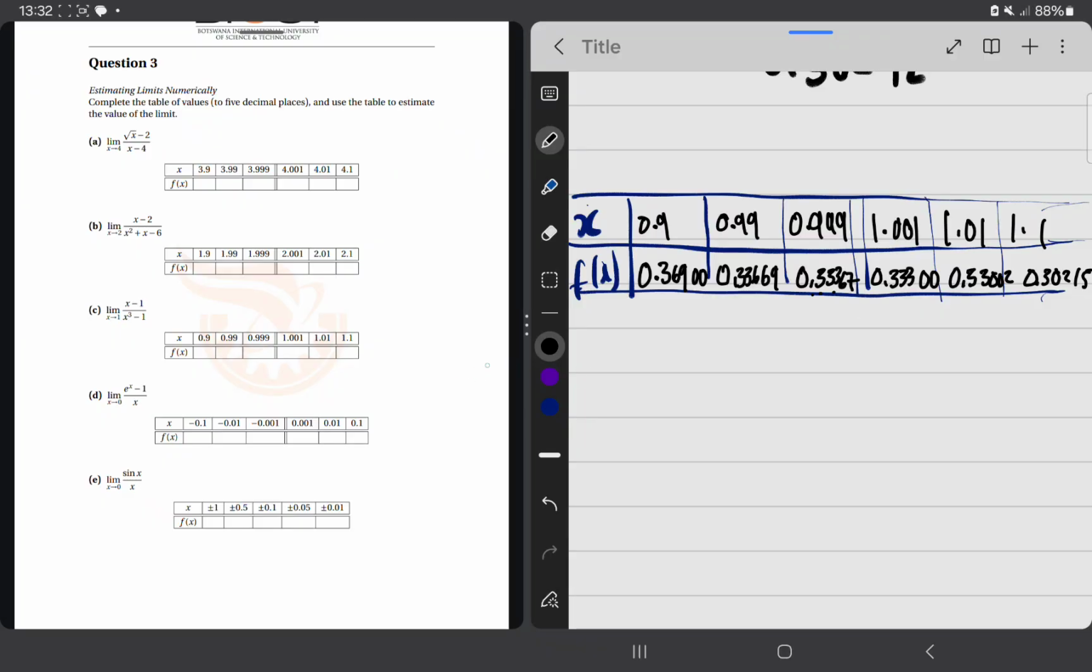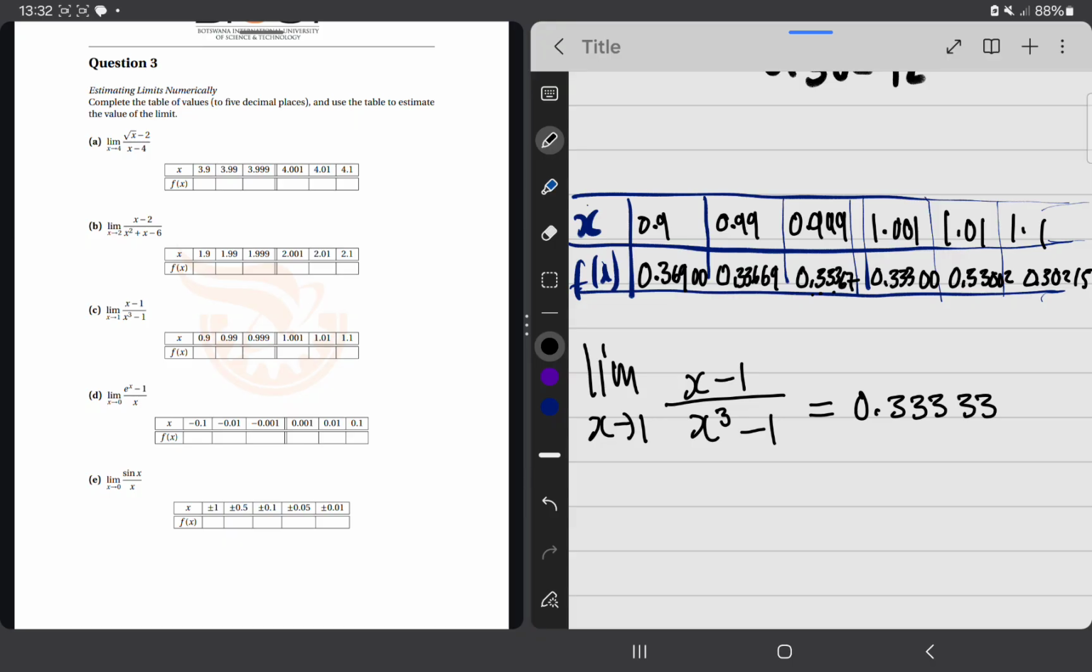So now, for part C, you can say that the limit as x approaches 1 of x minus 1 over x cubed minus 1 is going to be equal to 0.33333. This is going to be the limit, and you would be done. And this is your final solution.